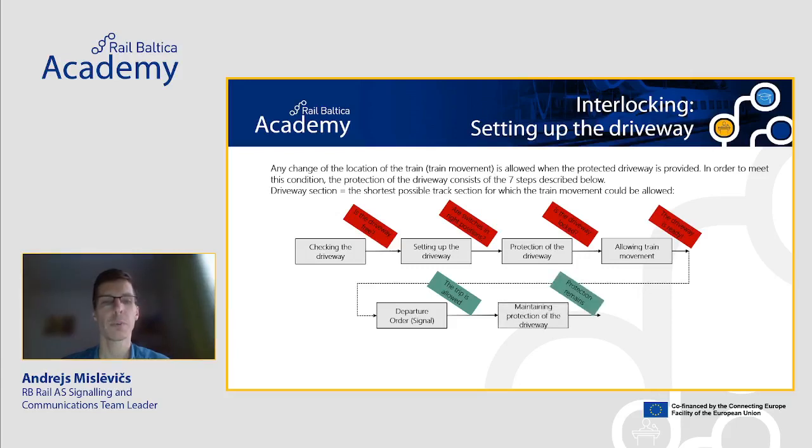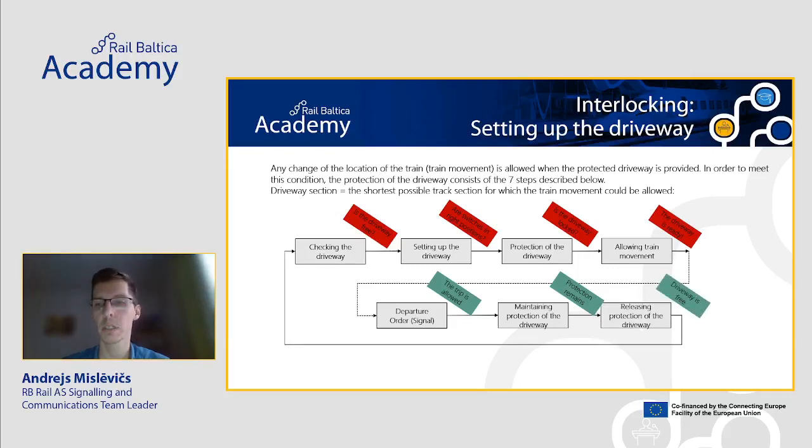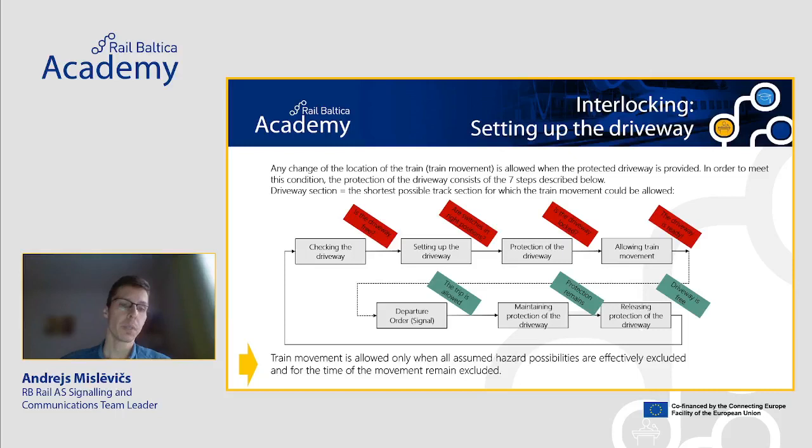During all the trip on this section of track, the interlocking maintains protection of the driveway and keeps all elements locked. And only when the driveway is freed by the train, the interlocking releases the protection, and the elements, the driveway section, could be used to set another route. So you see that the train movement is allowed only when all possible hazards are excluded, before the movement is allowed, and also in the time when the movement is executed.